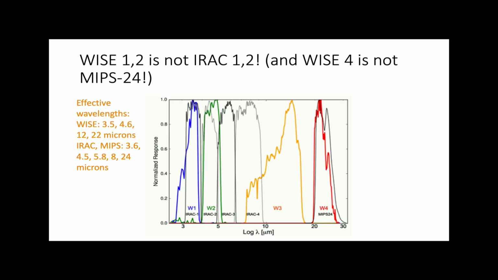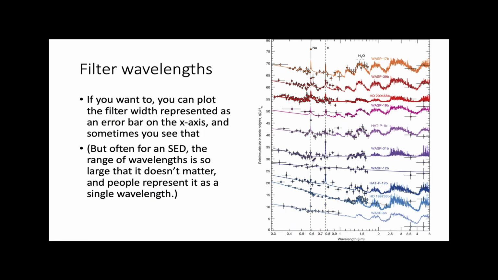So the effective wavelengths here for WISE, actually I think this is a typo, it should be 3.4 microns for WISE 1, 4.6 microns for WISE 2, 12 for WISE 3, and 22 for WISE 4. IRAC and MIPS are 3.6, 4.5, 5.8, 8, and 24. So you can see that the effective wavelength is inexorably blended with the filter transmission.